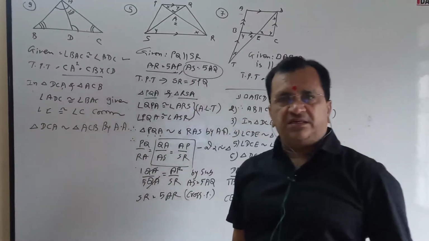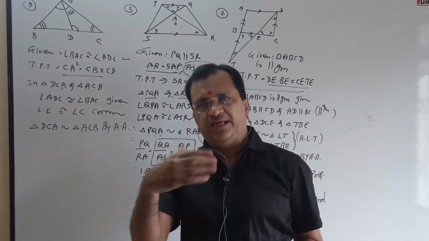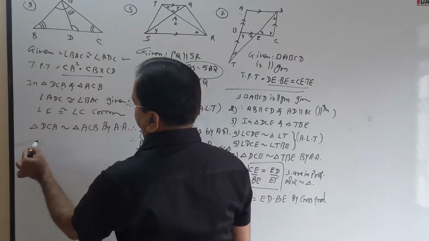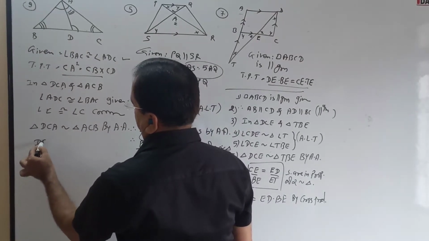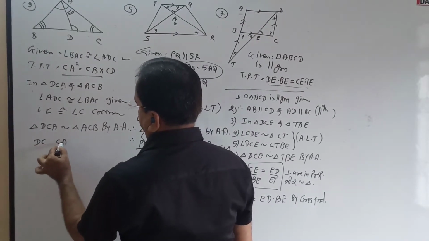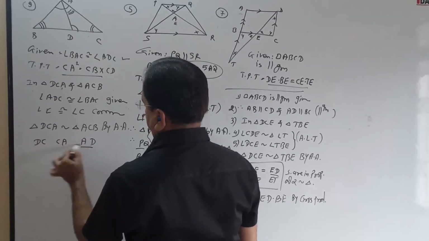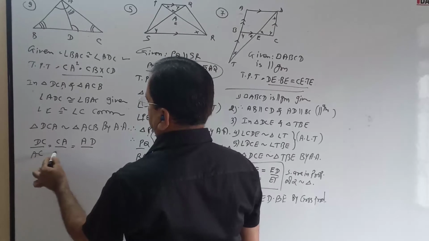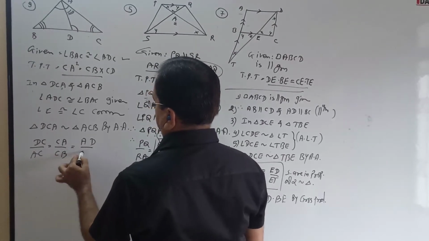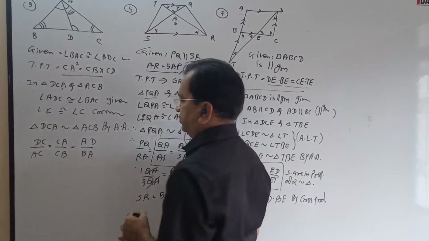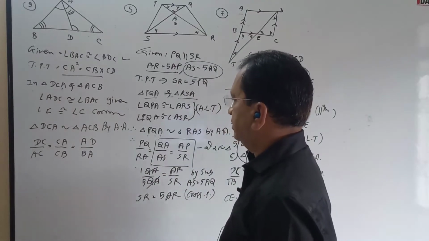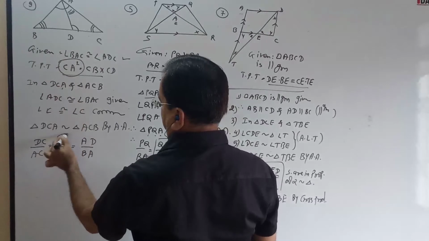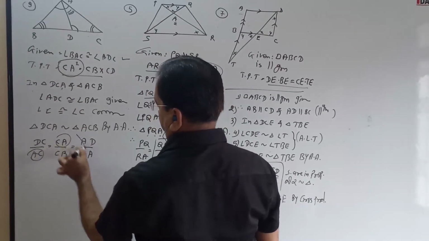By AA. See, this is very important. Now first, second, third, first. Now your target is AC square. So AC, so we will not take this.